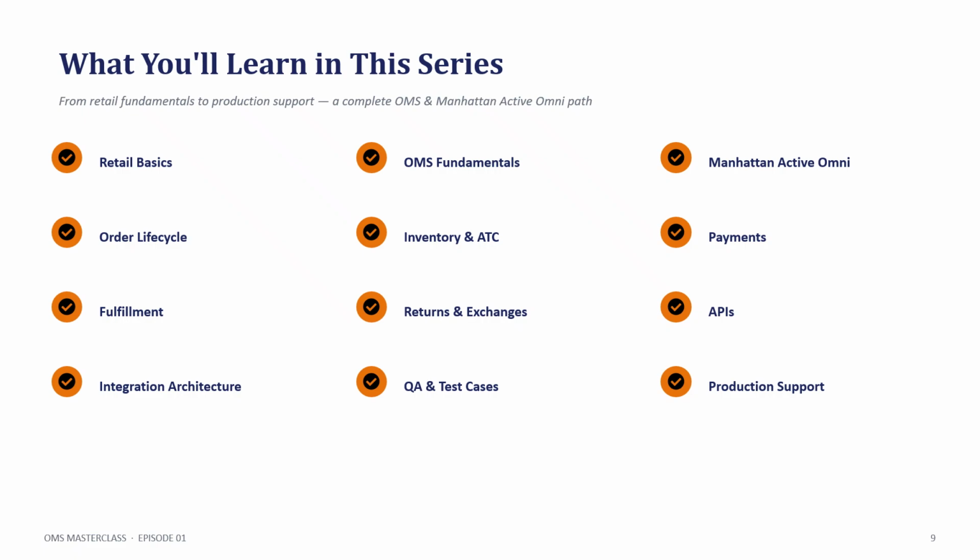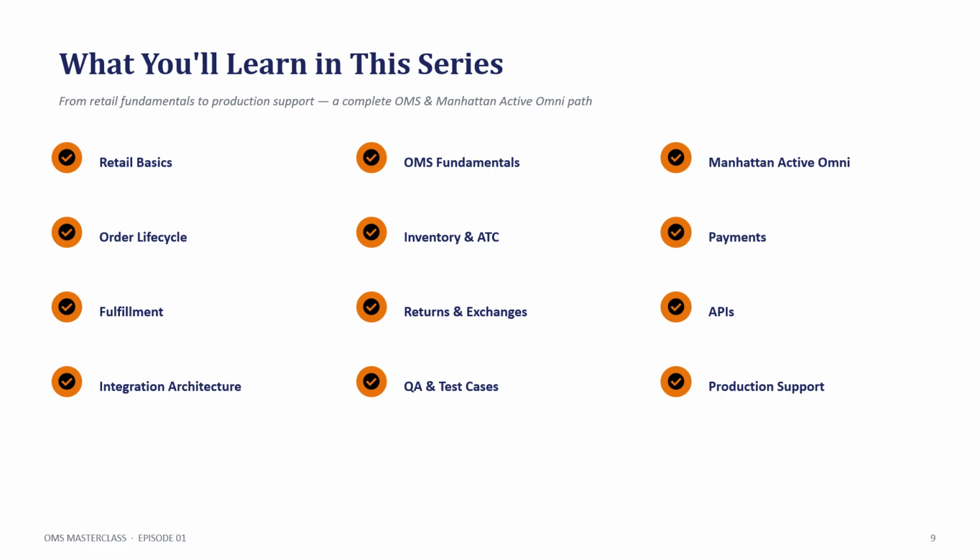Before we begin exploring each topic in detail, let's take a quick look at what the series has to offer. Throughout this course, we will build your understanding of order management systems step by step. We will start with retail fundamentals and OMS basics, then move on to the complete order life cycle, inventory and available to commerce, payments, order fulfillment, returns and exchanges, integration architecture, APIs, QA concepts, production support, and of course Manhattan Active Omni. The objective is not just to explain these topics individually, it's to help you understand how they all work together in a real enterprise retail environment.